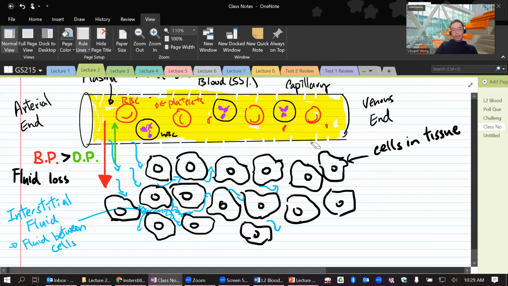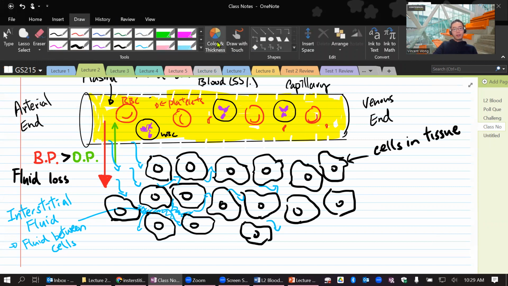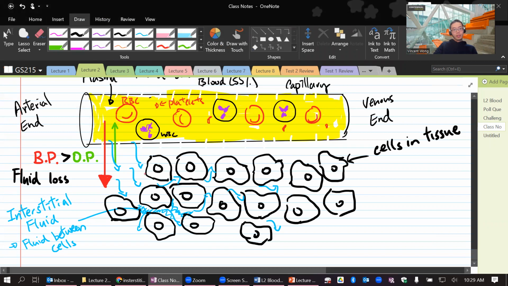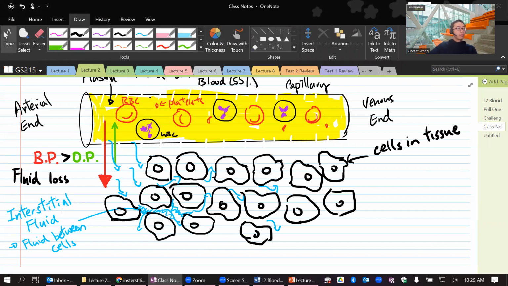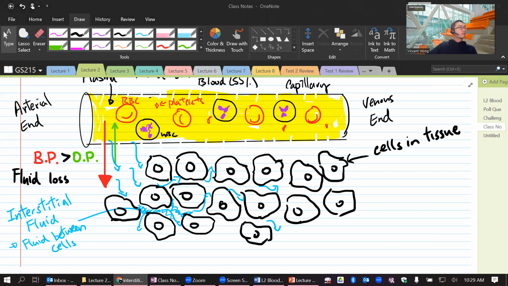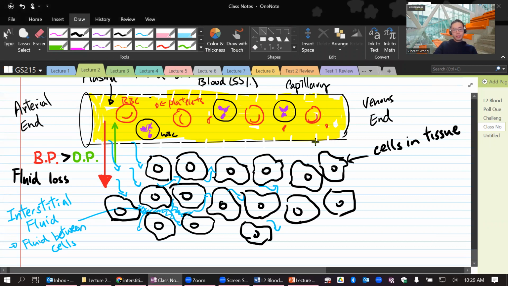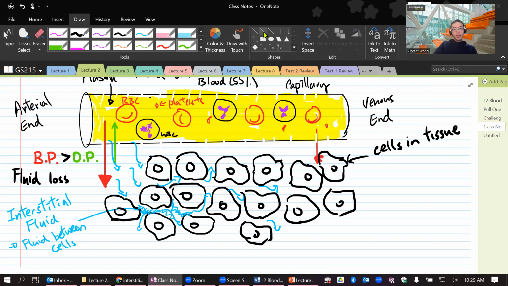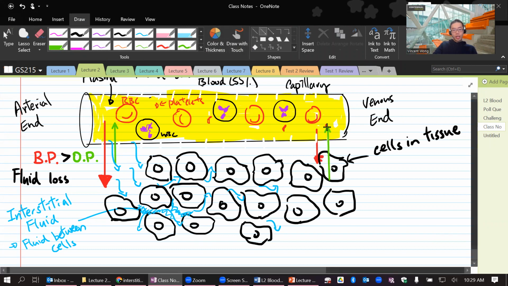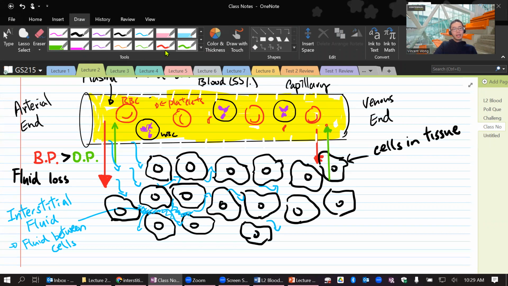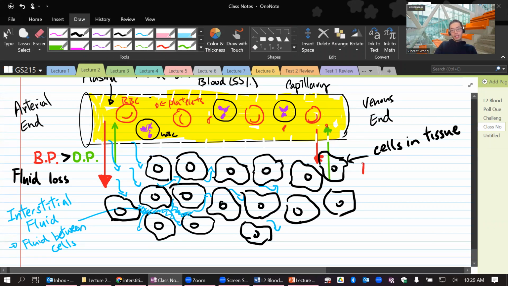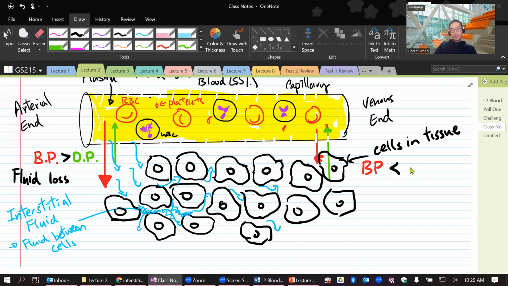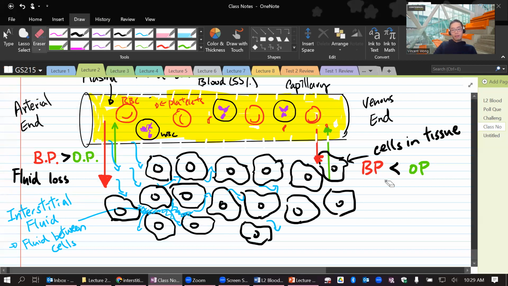So, on the other side here, what happens to my red arrow? Is it the same size? Is it smaller? Smaller. That's right, it's smaller. The blood pressure is smaller over here. But the green arrow is the same size, right? Osmotic pressure does not change substantially. And so over here, on the venous side, the BP is actually less than the OP. Right? And so you have fluid gain.